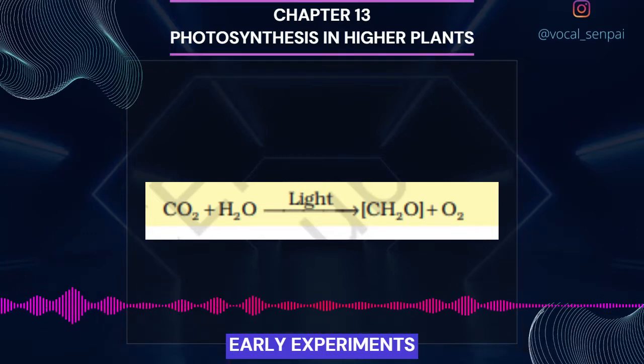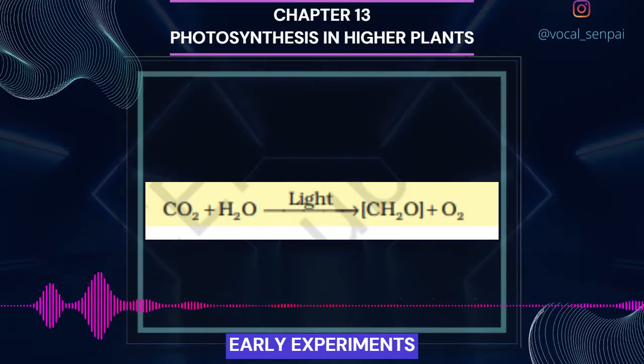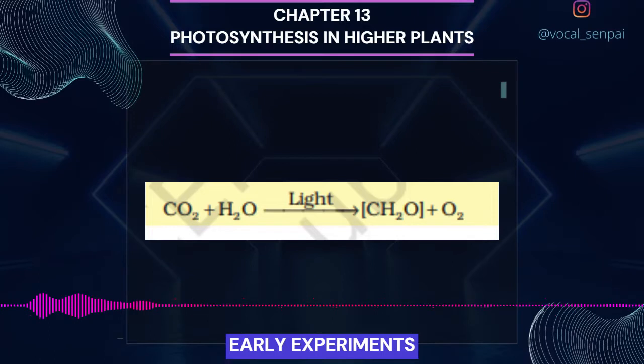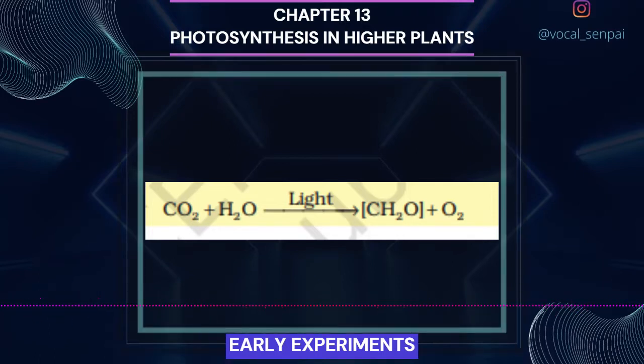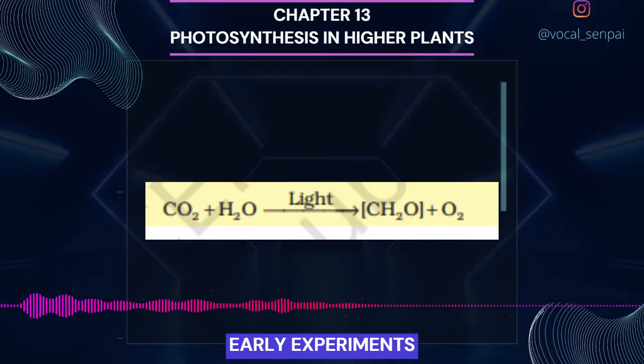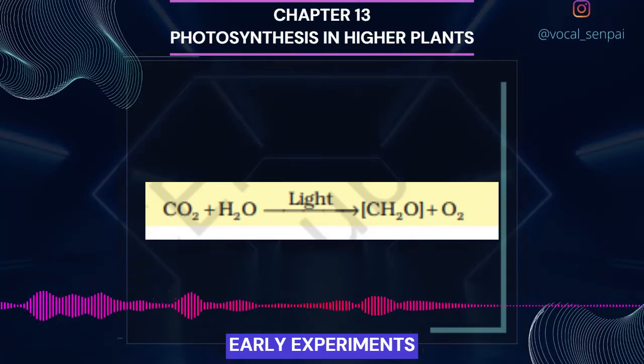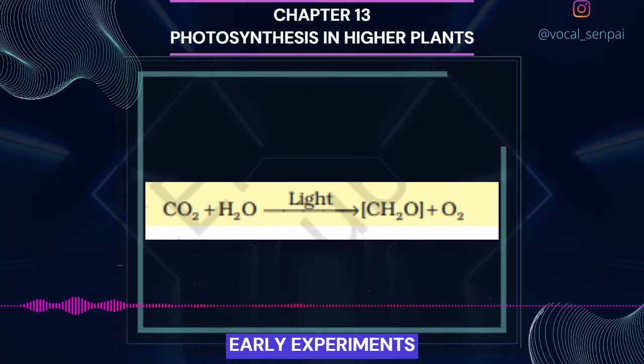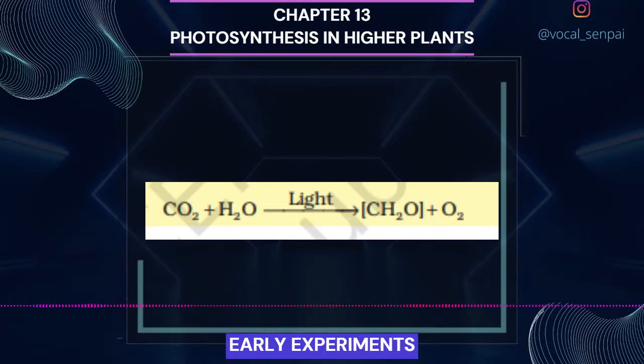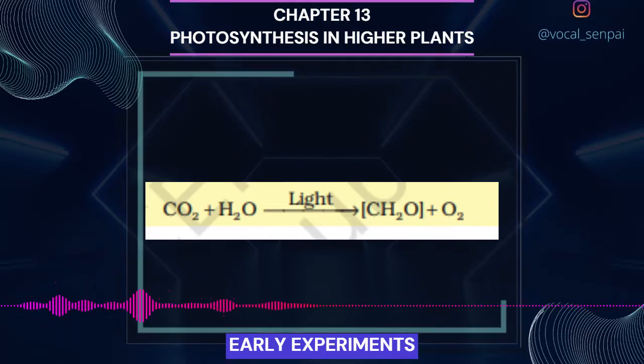He observed that the bacteria accumulated mainly in the region of blue and red light of the split spectrum. A first action spectrum of photosynthesis was thus described. It resembles roughly the absorption spectra of chlorophyll a and b, discussed in section 13.4.